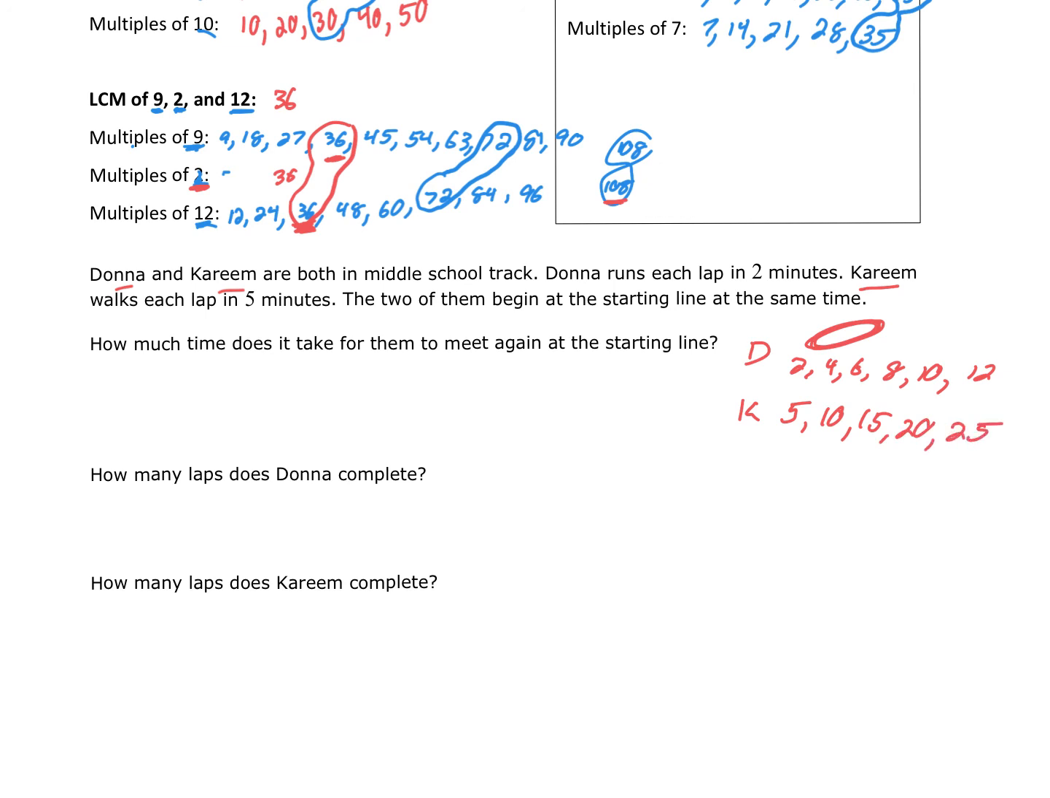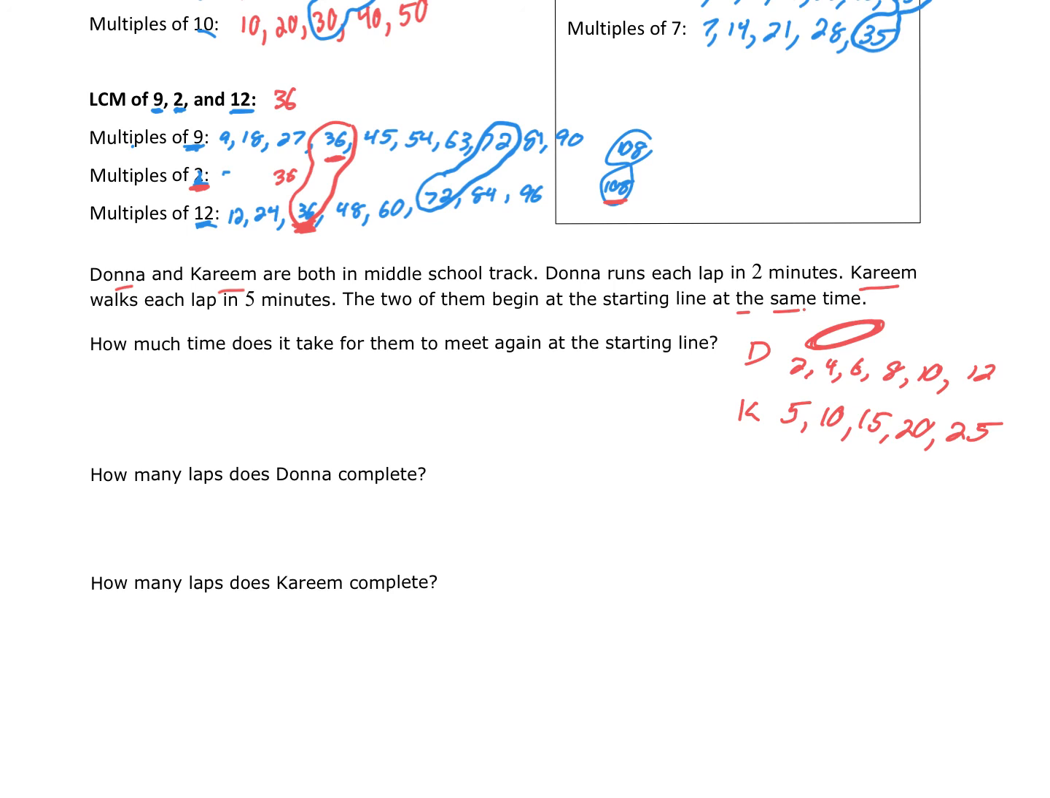The 2 of them begin at the starting line at the same time. So they both started together. So Donna's done in 2 minutes, Kareem's done in 5. Donna actually finishes 2 laps before Kareem finishes 1. All right, so let's understand that problem. So now let's answer these questions.